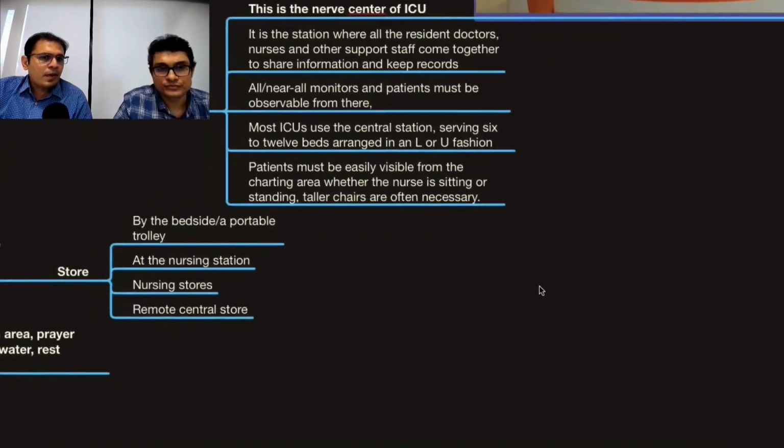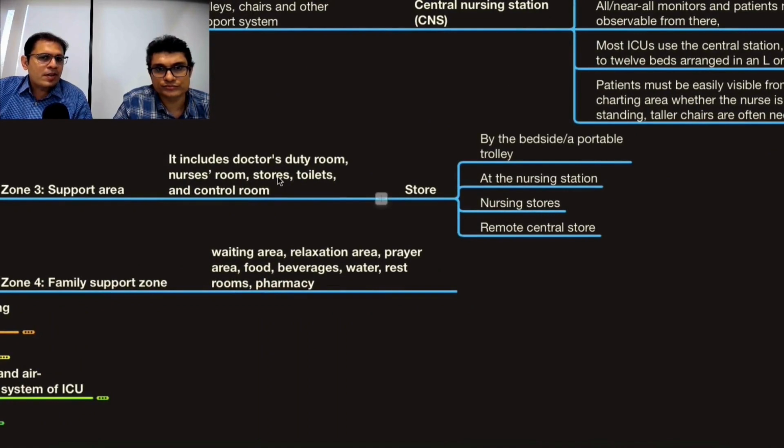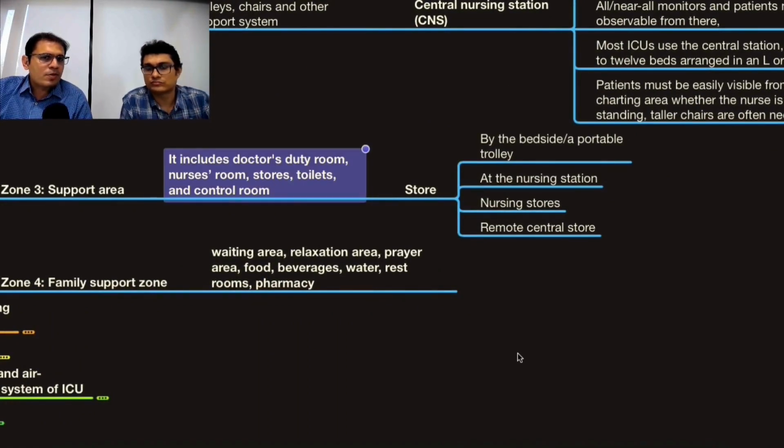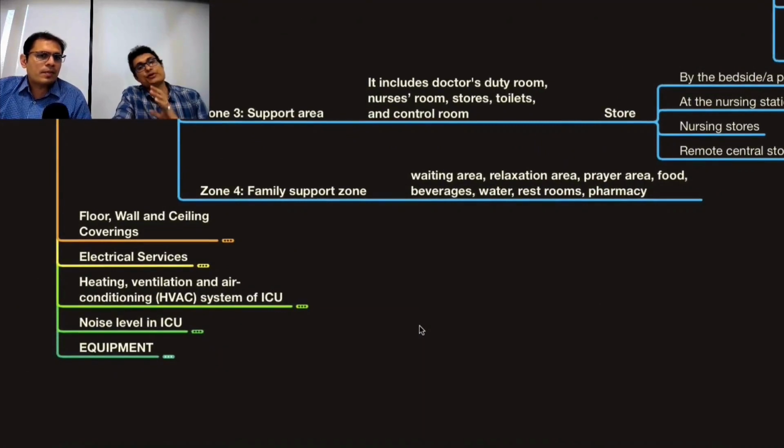Okay. Coming on to the third zone, which is the support zone, which is very important. Usually we don't give a lot of importance to the support zone, and we mess up in the ICU. If you give a good amount of space for the nursing room, stores, toilets and control room, this will always save you some really good space in the ICU for moving around. If it is possible, you should give some good place for the support zone also. Very important. So now coming to the floor, the wall, the ceiling, the covering, what kind of material we should use.